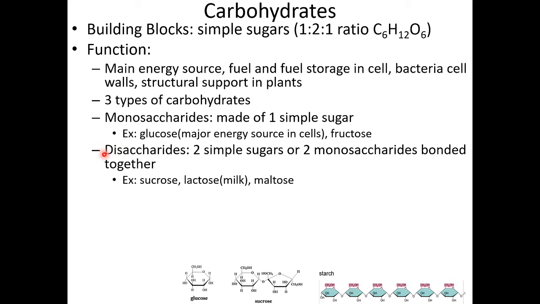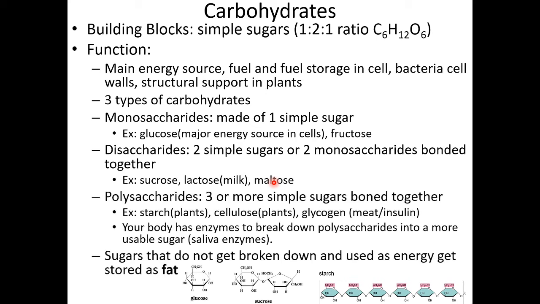We have disaccharides. Di means two, so this is two sugars linked together, two simple sugars. Sucrose, this is the stuff you put on your cereal. It's made of one glucose ring and then one fructose ring. It's the stuff that tastes sweet. Granulated sugar. Milk, that lactose sugar in milk is also a disaccharide, and then maltose is a disaccharide.